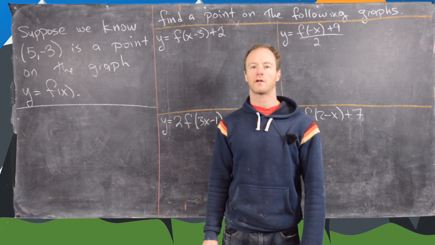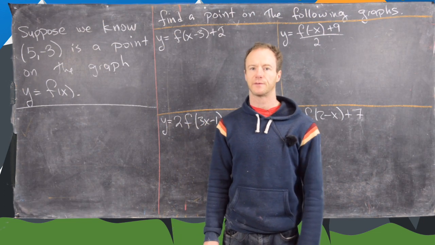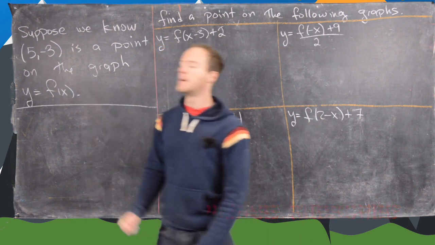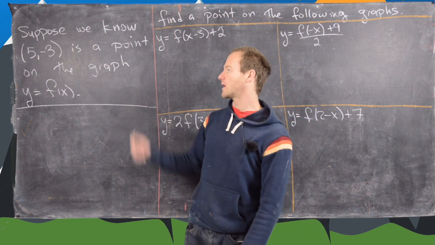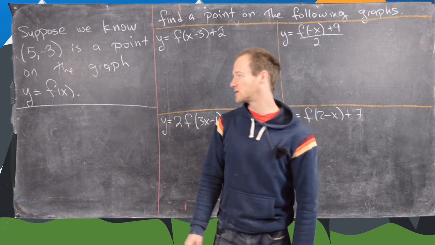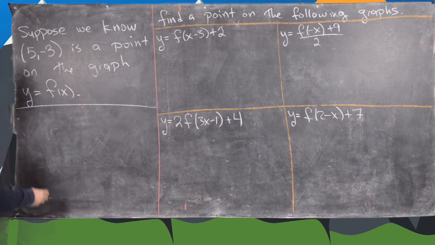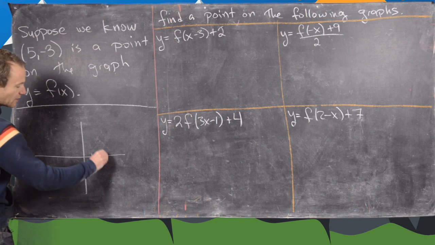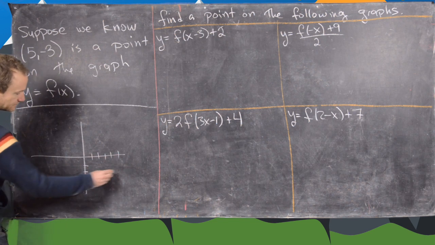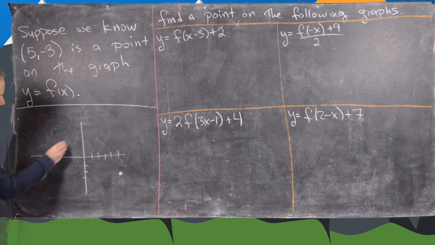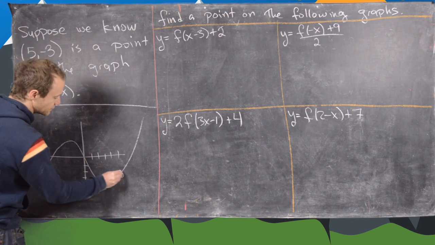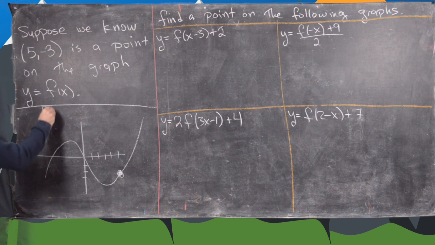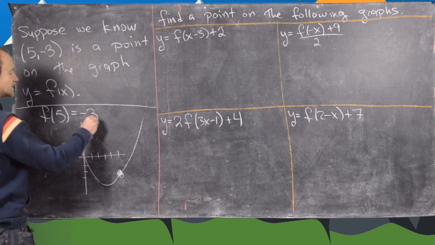Okay, in this video we're going to look at an example related to transformations of graphs. Let's suppose that we know the point (5, -3) is a point on the graph y equals f of x. So we have a graph, and we know the graph goes through this point (5, -3). Another way to think about that is that f of 5 equals -3.